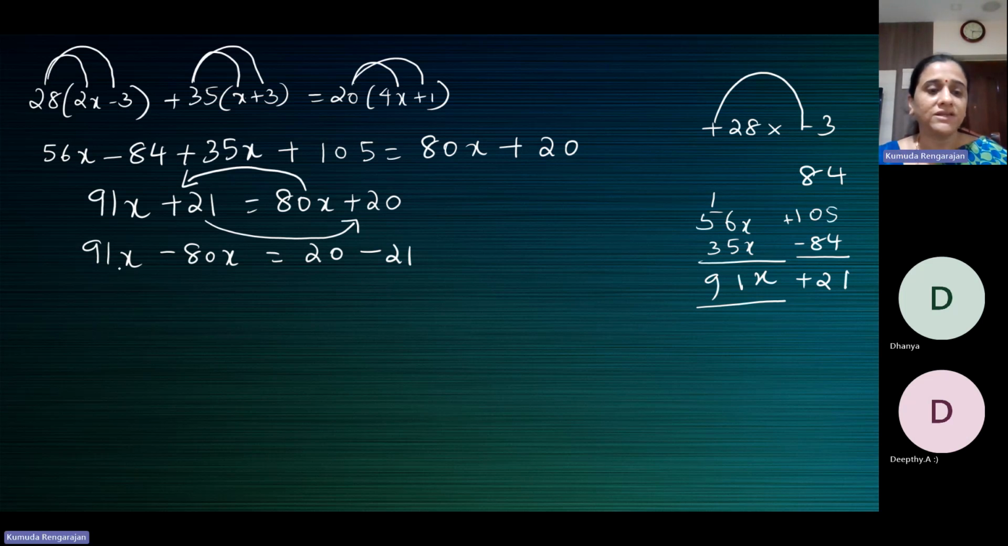Now 91x minus 80x is 11x. The value of x is 1 by 11. Oh, sorry, 20 minus 21 is minus 1. So x is minus 1 by 11. Yes, correct. All right, got it? Please take down.